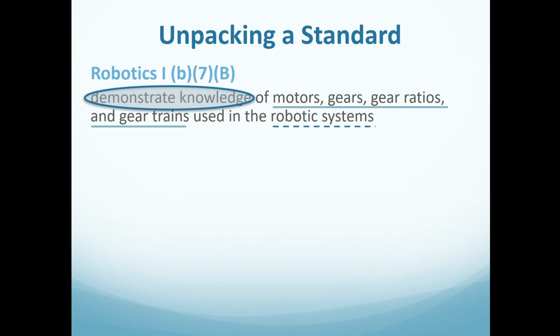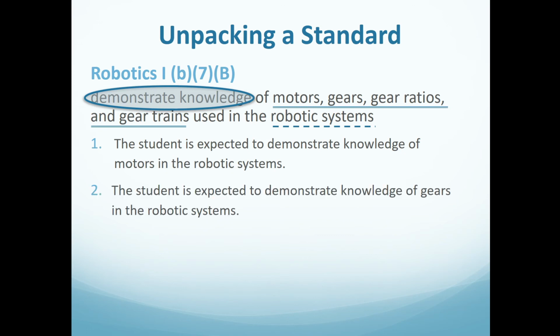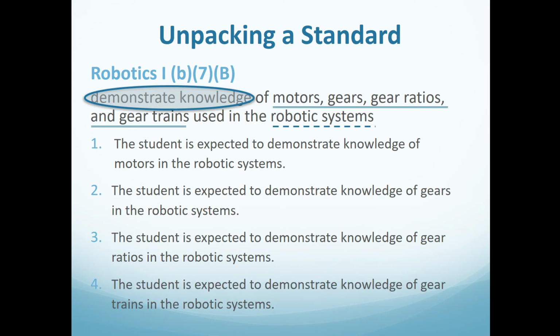This standard can be broken into 4 components, targeting 4 concepts. The student is expected to demonstrate knowledge of motors in the robotic systems. The student is expected to demonstrate knowledge of gears in the robotic systems. The student is expected to demonstrate knowledge of gear ratios in the robotic systems. And the student is expected to demonstrate knowledge of gear trains in the robotic systems. Again, the teacher has an instructional decision to make. Will all the components be taught together in one lesson, or will they be broken apart across multiple lessons?